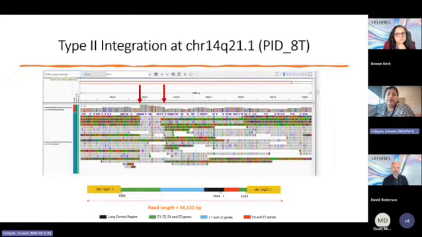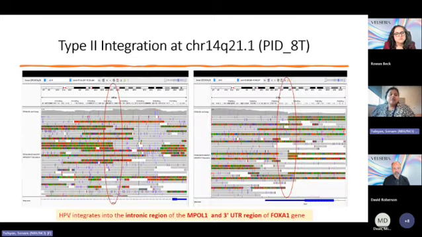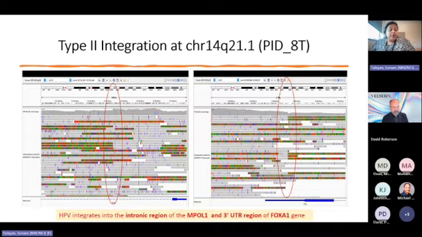Another sample which we found to be integrated was patient with ID8, and it has type 2 integration. Type 2 integration means it has more than one HPV genome copy, and it was found to be integrated at chromosome 14q. This was again confirmed by viewing the BAM files on IGV, and we found that at the left junction, HPV integrates into the intronic region of the MIPOL1 gene, and then the 3' UTR region of the FOXA1 gene at the right junction.